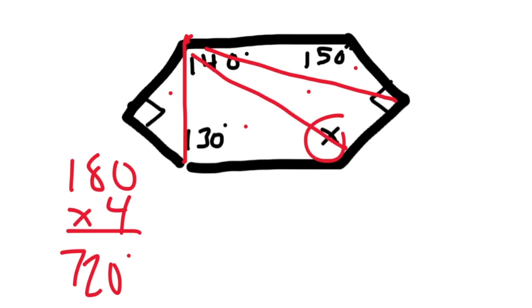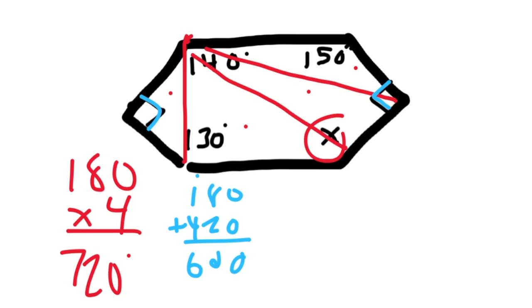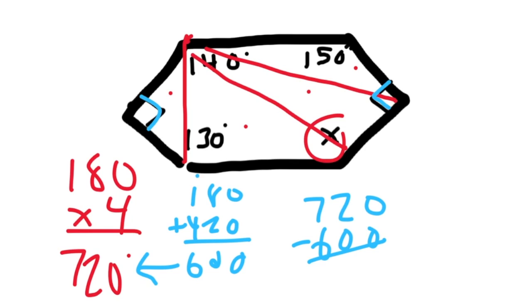We can see that we got 2 right angles, so that's going to be 90 plus 90 is 180. 140 plus 130 plus 150 is 420. Adding all the angles we know, it's 600. So when we have 600 but we need to get to 720, so we need to subtract. So we get 720 minus 600 means that this missing angle is 120 degrees.